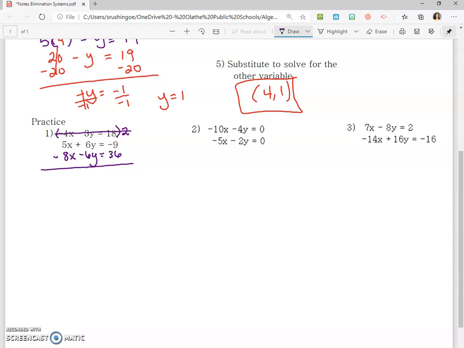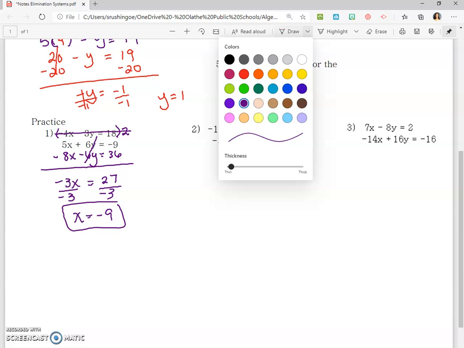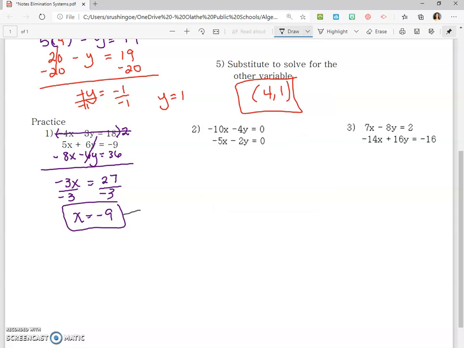So now I'm just going to kind of cross that out. And then I'm going to cancel my y's, add my x's, so -3x equals 27, and then divide everything by -3. So x equals -9. So we've got the first part. Now we need to plug it back in to one of those equations. So we'll just go ahead and plug it in to that one. So 5 times -9 plus 6y equals -9.